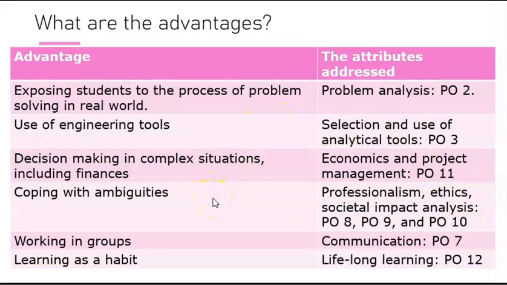Then coping with ambiguity that involve professionalism, ethics, societal impact analysis, and so on. These will address COs 8, 9, and 10. Then working in groups. This is perhaps not addressed by any course other than the project work, and perhaps, of course, nowadays as we see, community service projects.